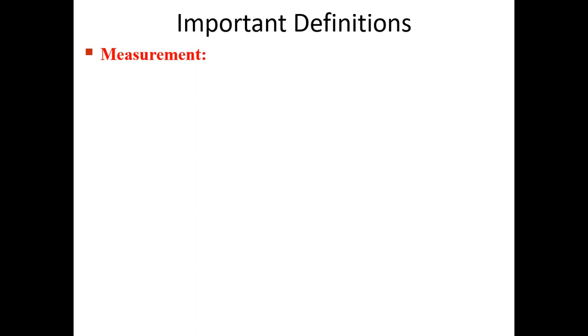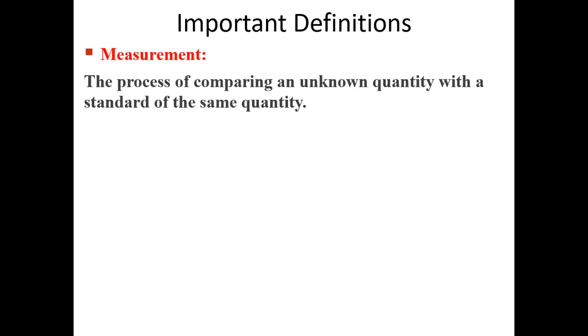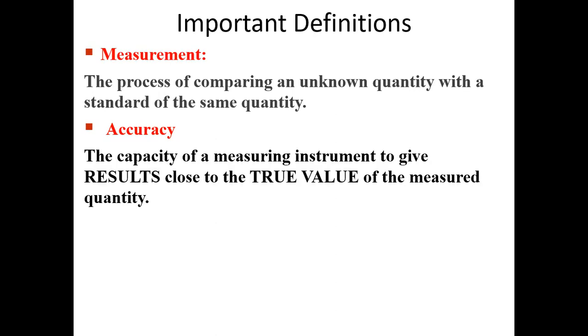Now, some of the basic definitions. It is a bit theoretical, but it still makes the concepts clear. The first terminology is measurement, the process of comparing an unknown quantity with the standard of the same quantity. Basically, we want to compare the recorded reading with a standard quantity or standard unit. Now, accuracy means how close the measured value is to the true value.